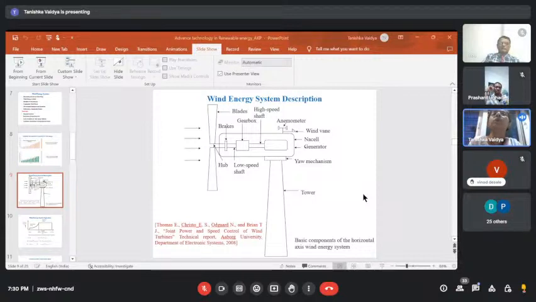So in this wind turbine, we can see that every blade is divided into two parts. Even in our fan, we see that the blades are divided into two parts. The angle between these two parts is called the pitch angle.